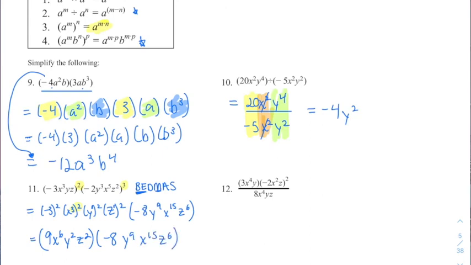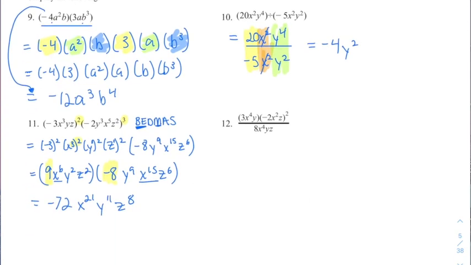So what I'm going to do here is multiply the coefficients together. I get negative 72, and then with all the other things, I can just add the exponents: x to the 21, y to the 11, z to the 8.